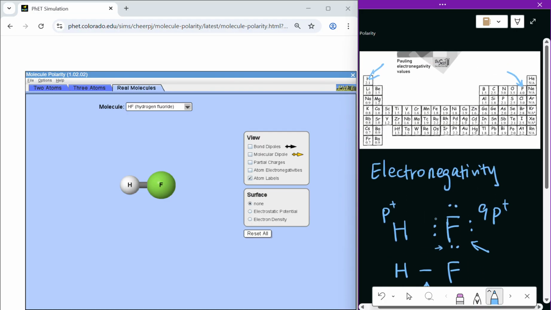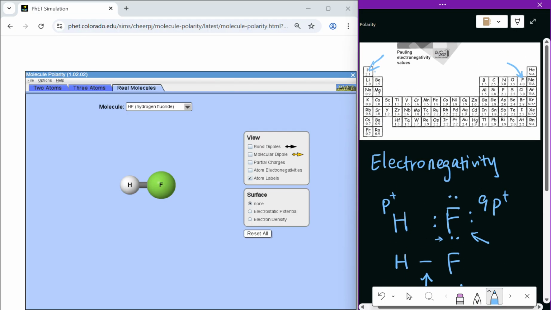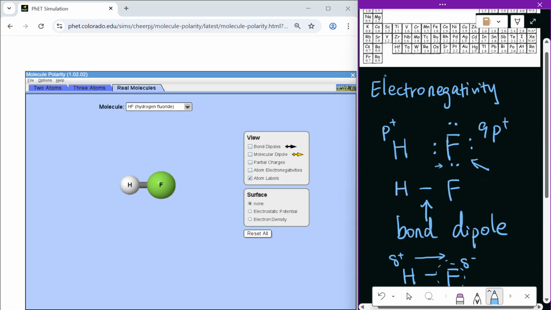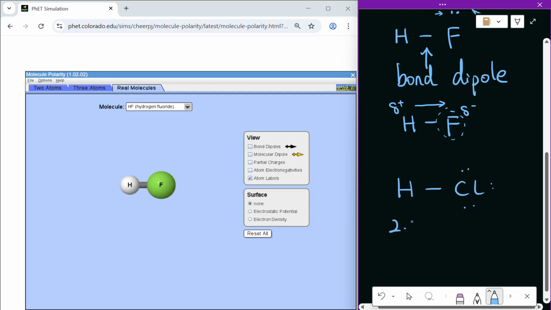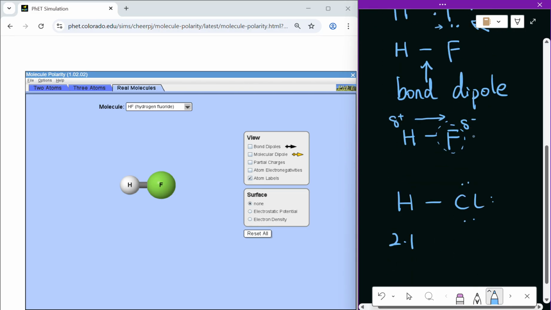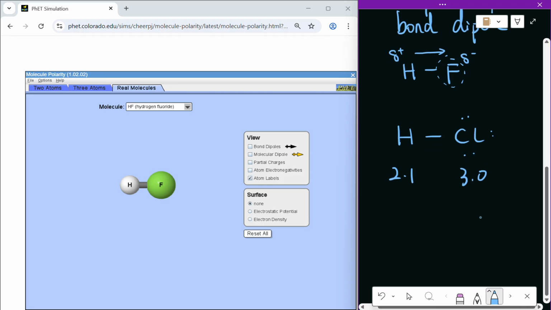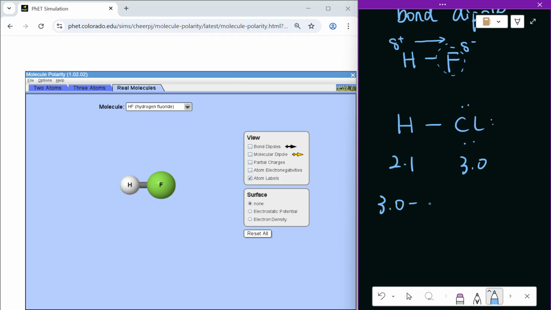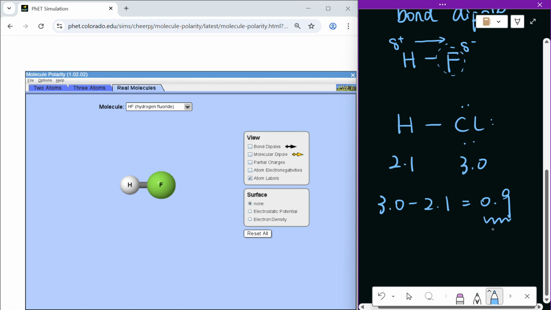And then we go up to the table, and we can see that hydrogen has an electronegativity of 2.1, and chlorine has an electronegativity of 3.0. Now, we simply find the difference between the two numbers, and we will find 0.9. And as long as this difference between the electronegativities of the two atoms is not 0, it means there is a bond dipole.